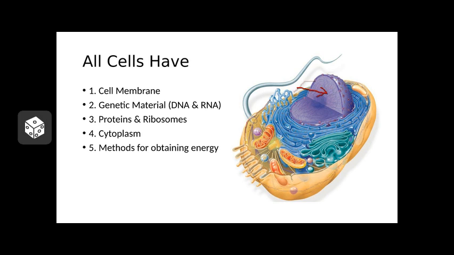Now, in this case, the DNA is inside this big structure called a nucleus. Not all cells have a nucleus, but they all have DNA. Third, cells have proteins and ribosomes. Proteins are a little bit too small to see for the most part, but these little tiny dots in here that look like sprinkles, those are ribosomes.